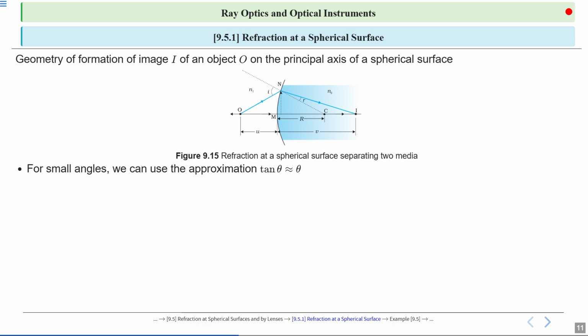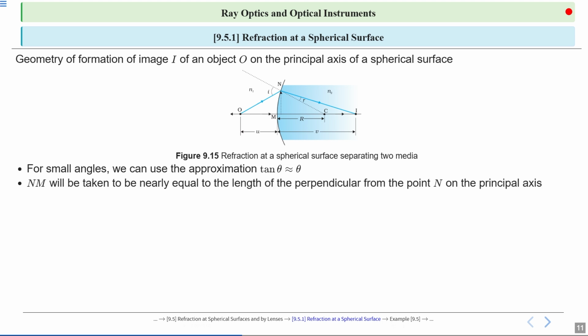So the geometry of formation of image I of an object O on the principal axis of a spherical surface is given in this diagram. So for small angles, we can use the approximation tan theta approximately equal to theta. If the angles are small, we use the approximation sin theta approximately equal to theta. Also tan theta approximately equal to theta for very small angles. That's why we have taken the small angle approximation, so that we can derive the expression for this refraction at spherical surface.